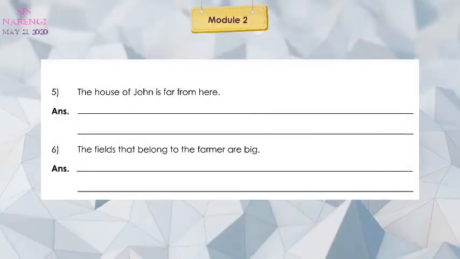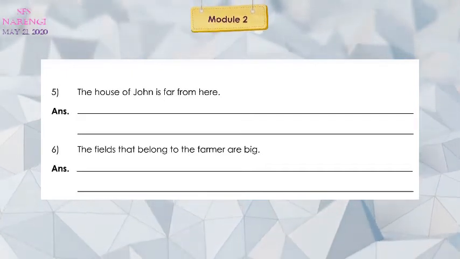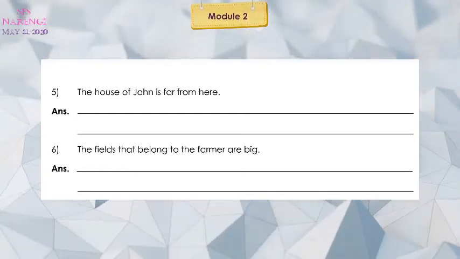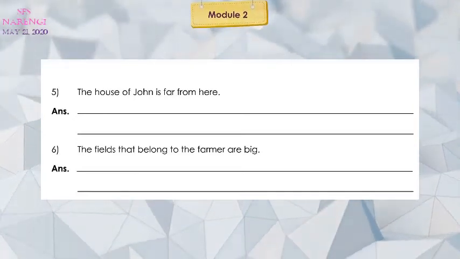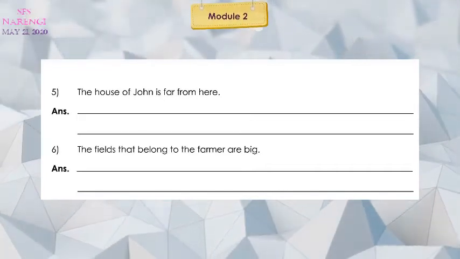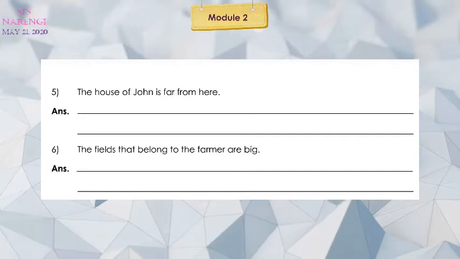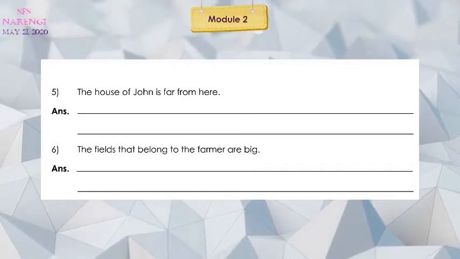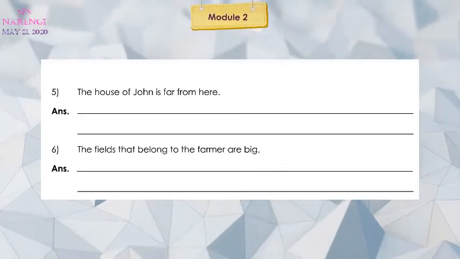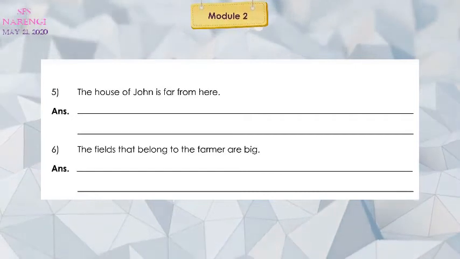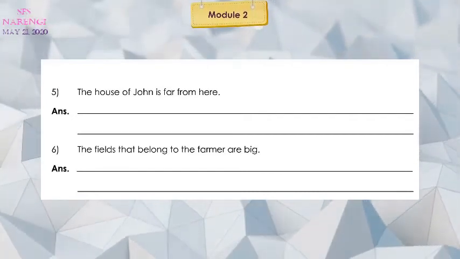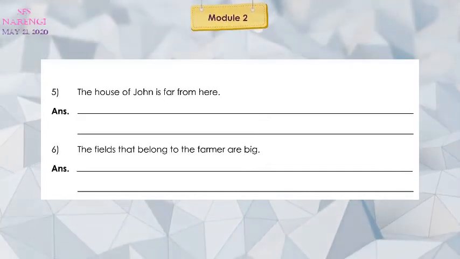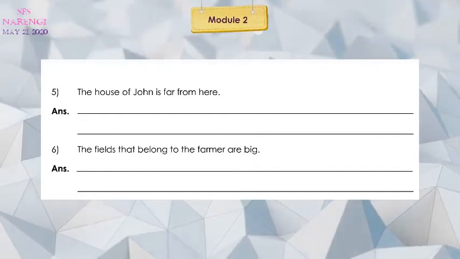So we have 2 more sentences here, right? So what are you going to do? You are going to do question number 5 and 6 by yourself, right? So I'm going to just read out the sentence of number 5. The house of John is far from here. Yes? So number 6 now. The fields that belong to the farmer are big. These 2 sentences, you have to write the correct answer down and show it to me. Hope you all understood this.